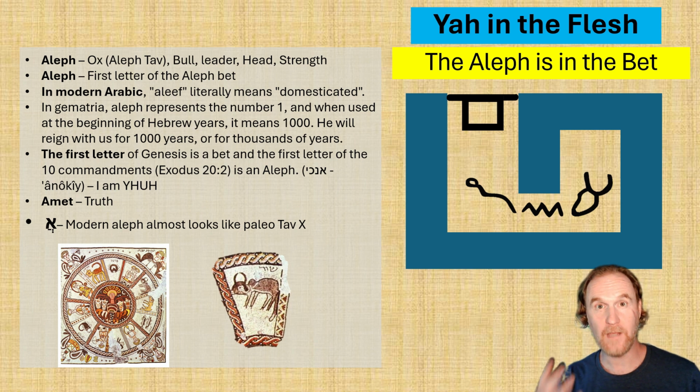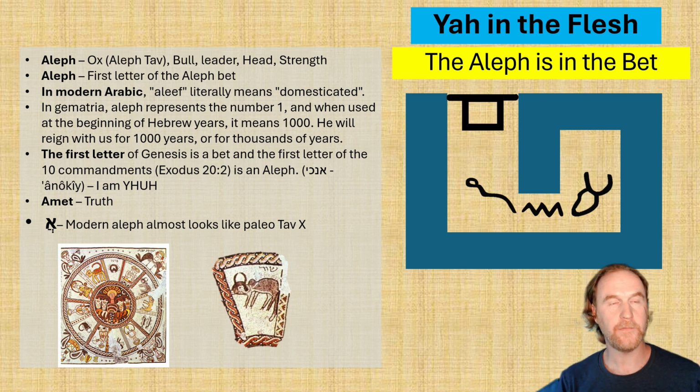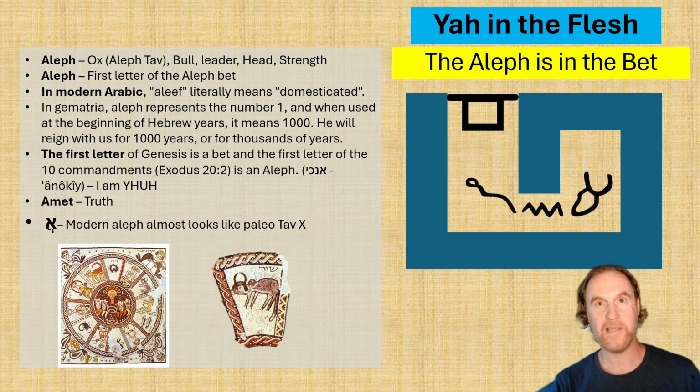And so let's talk about the Aleph. The Aleph, like I said, it can be an ox or an elephant or like a bull. It's a leader. It represents strength. It's the first letter of the Aleph Bet. In modern Arabic, Aleph, it literally means domesticated animal.